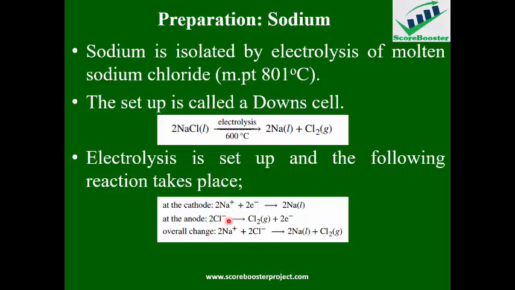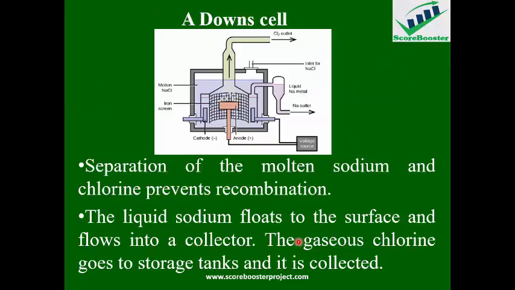So this is the reaction at the anode. If you sum them together, you have this overall. So chlorine gas escapes, then we have sodium in liquid form because the temperature is very high. So we collect sodium metal here in the form of liquid, then we can use it however we are going to use it.